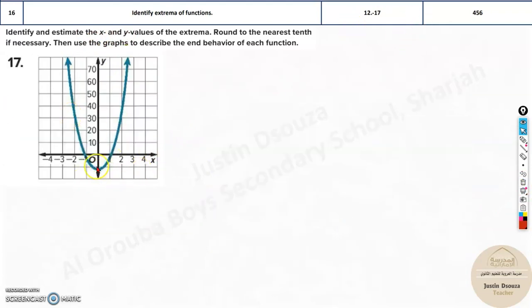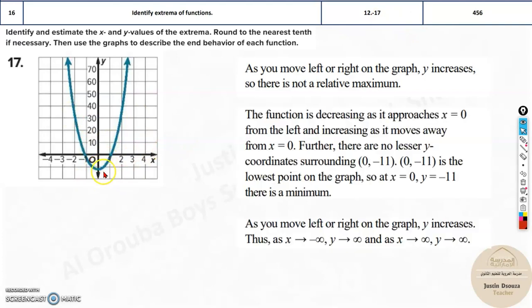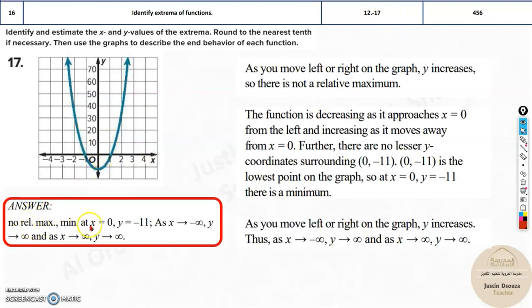This is the last one over here. Again, there is no relative maximum, only a minimum point, at x is 0 and y is negative 11. See, because the scale is 10, this is a little more, minus 11. Look into the four options and check the appropriate value, so you can easily find the correct option, and look at the end behavior.